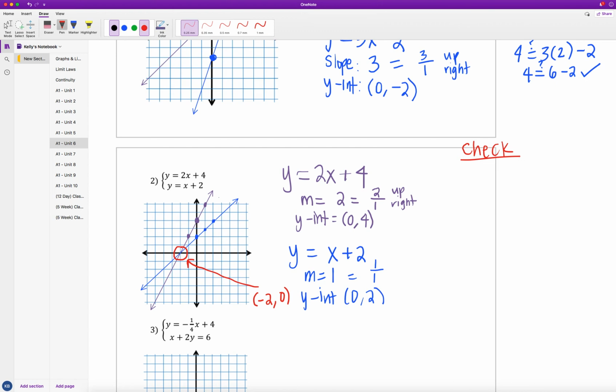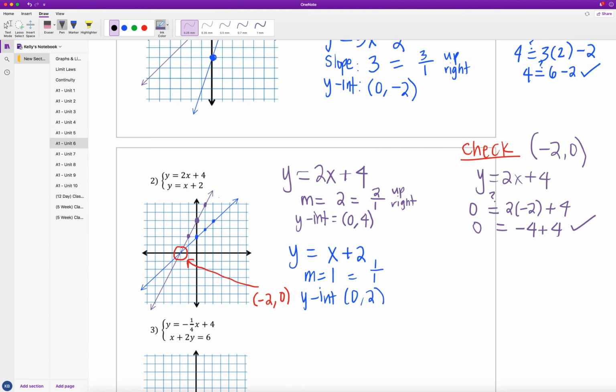So let's check our first equation. So y equals 2x plus 4. I'm checking the point (-2, 0). So I'll plug in 0 for y, and I'm asking myself, is that equal to 2 times -2 plus 4? And indeed it's going to be, because 2 times -2 is -4, and then -4 plus 4 does equal 0. So it worked in the first equation.